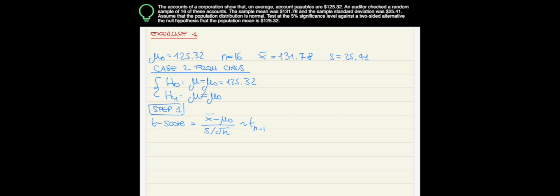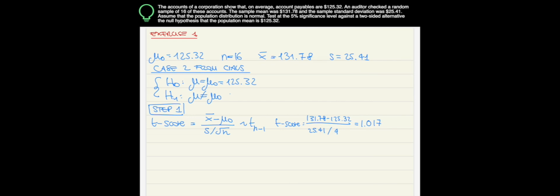So to calculate the t-score, we just plug in the numbers: 131.78 minus 125.32 over 25.41 divided by square root of 16, which is 4. And this leads to a t-score of 1.017. Okay.